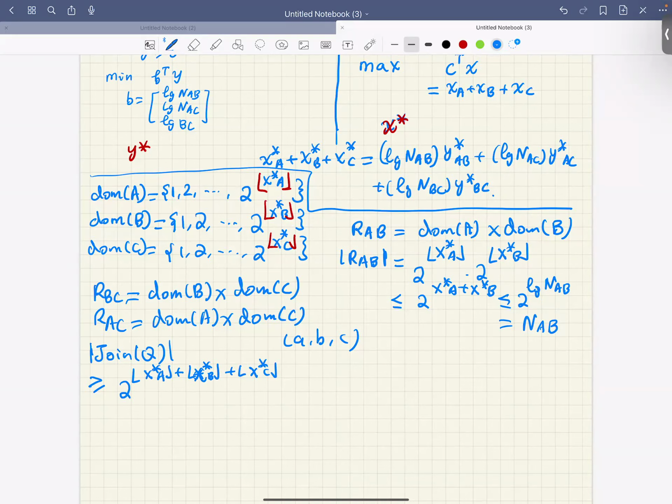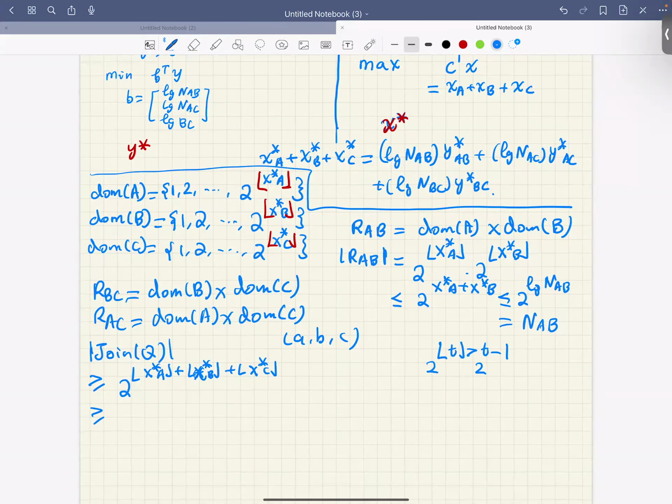I hate floor. I really hate floor. Why? Because if it's a floor, I cannot really use XA plus XB plus XC. But the equation says it's the sum, not the floor, and that matters. So I'm going to do something simple. In general, if you have something strictly larger than t minus 1, then 2 to the power of this is strictly larger than 2 to the power of t minus 1, which is simply 2 to the t divided by 2. So that's how I got this 8. So now I will forget about the floors. Now I have divided by 8.